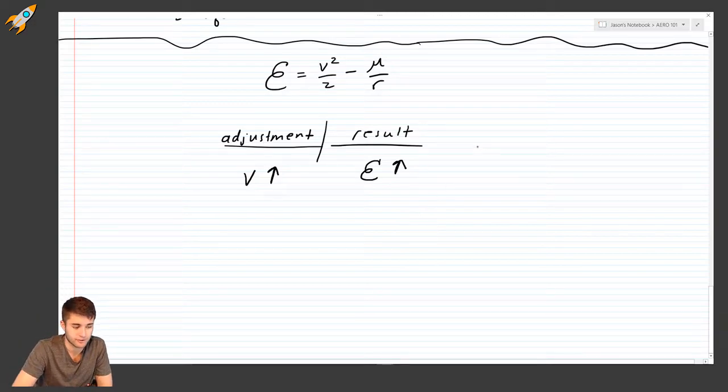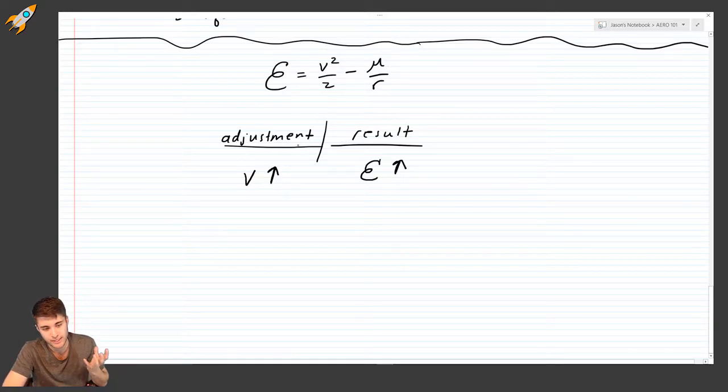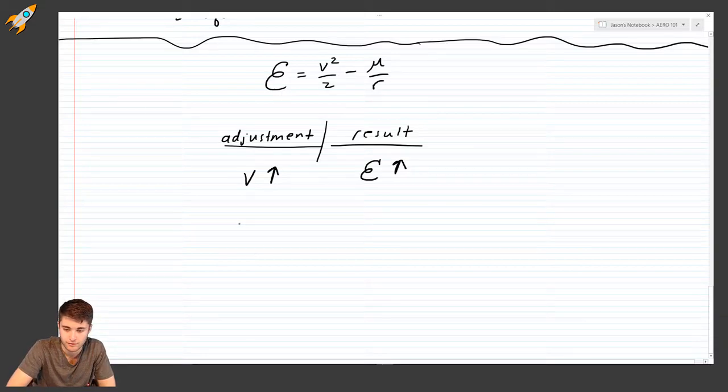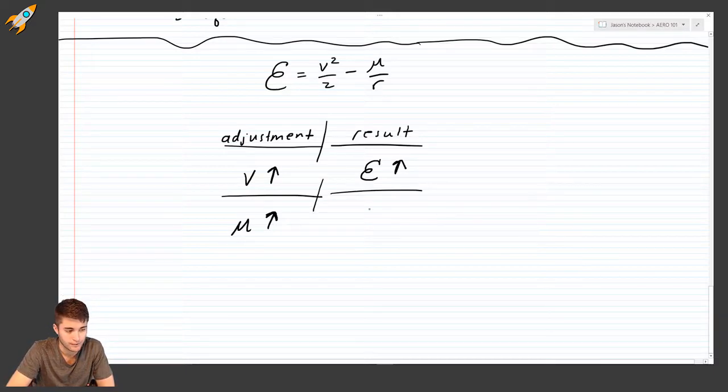Okay, let's do this for the other ones, all right? What happens when we increase the gravitational parameter of the body? What happens when we increase the total mass of the first body? What happens to orbital energy? So mu, let's say mu goes up. What happens to total orbital energy? Yep, total orbital energy goes down. You got it.